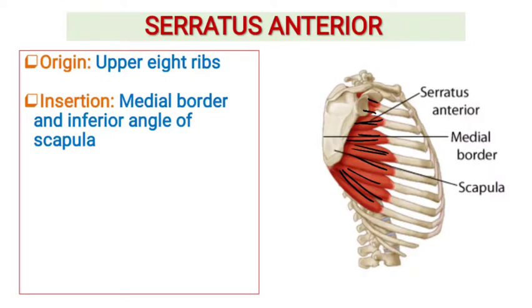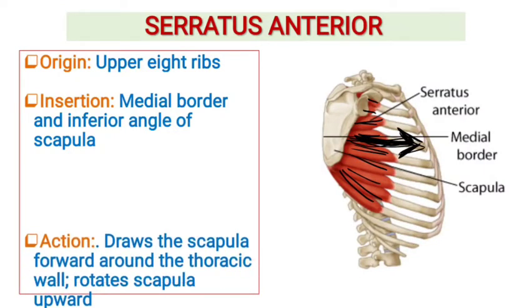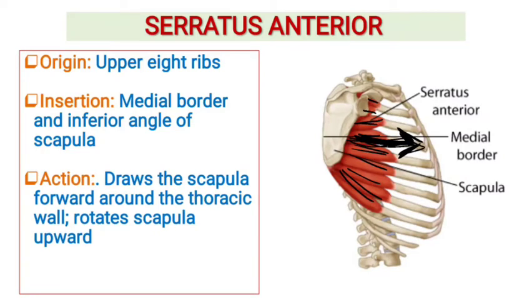So when your muscle moves, when your origin pulls on your insertion, the movement that can occur is going to be this way, right? So its action is to draw the scapula forward along the thoracic wall. Okay, so that's in other words just scapular protraction. So let's write that down. That's scapular protraction. What else? It rotates your scapula upward.